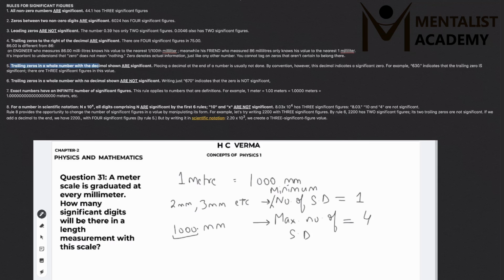So this meter scale can have a minimum number of significant digits as 1 and the maximum number of significant digits this scale can measure will be 4. I hope you understood this question. Thank you.